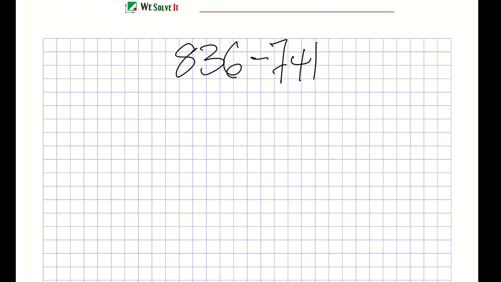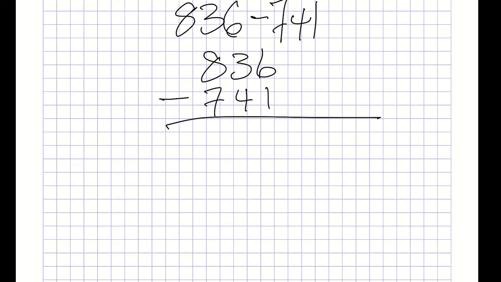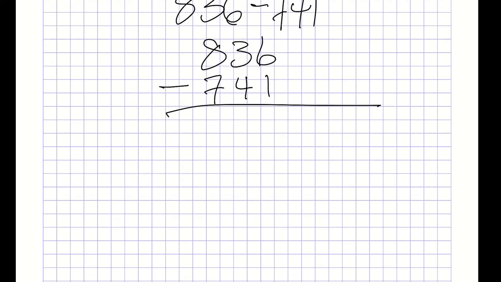We'll move on to the next one. This is the next problem. What do you do? Start by lining things up vertically. That way you maintain the base 10 number system positions. You want to maintain the proper positions of the digits. 836 minus 741, and you draw that line, and then you start doing the operations of subtraction.